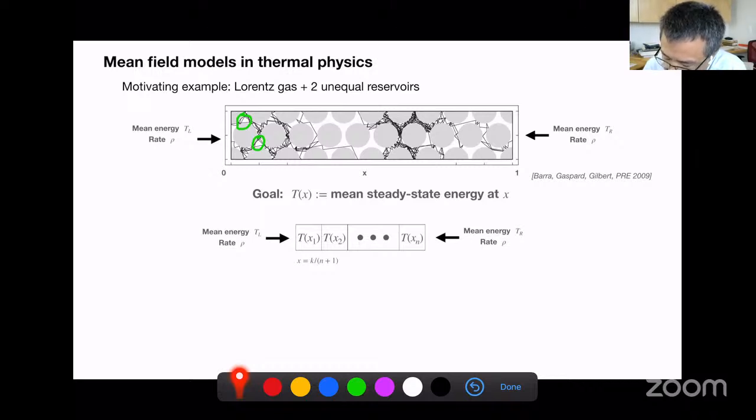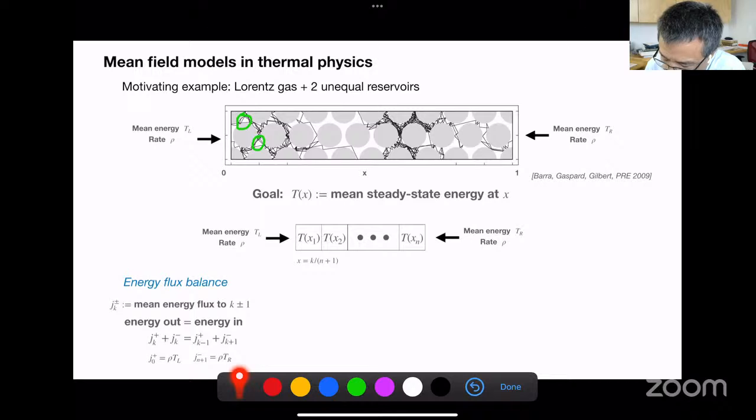The main idea in a mean field treatment of a system like this is that if you want to know something about the mean steady state energy at some location, one of the ingredients is this idea of an energy flux balance. So if I look at one of these cells here abstractly, or back in this dynamical picture, the energy going in should balance the energy going out, right? At steady state, energy cannot accumulate. Okay, and so J is my notation for the mean energy flux between cells, and so there should be energy balance, and also balance between what's being pumped into the system by the reservoir and what's coming out.